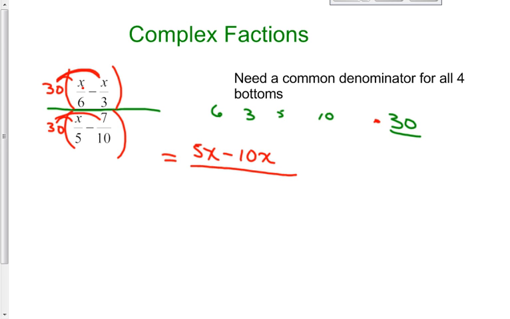Moving to the denominator, 30 times x, but I'm dividing out the 5, leaves me with 6x. And then 30 times 7, but I'm dividing out the 10. Again, 30 dividing out the 10 is 3, so I really only have 3 times 7, 21. My original top is now something that can combine, 5x minus 10x, and the bottom will stay. Negative 5x over 6x minus 21.